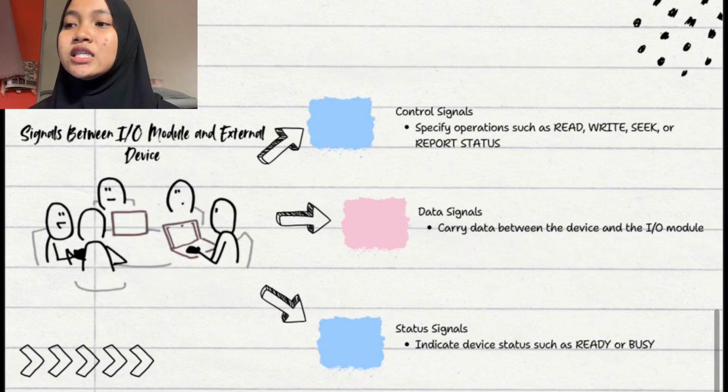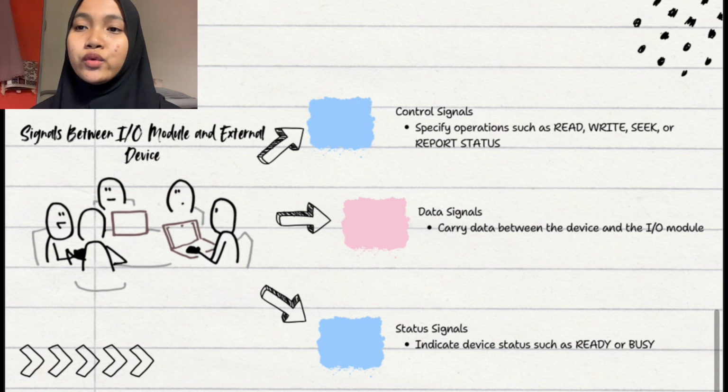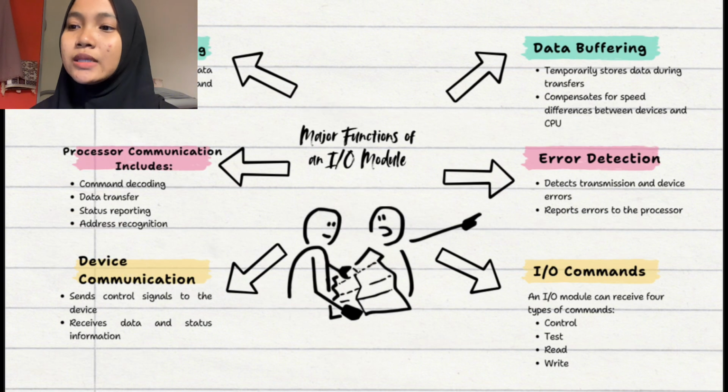So these are the signals between the I/O module and external devices. First, we have control signals, which specify operations such as read, write, seek, or report status. Second, we have data signals, which carry data between the device and the I/O module. The third, we have status signals, which indicate device status such as ready and busy.